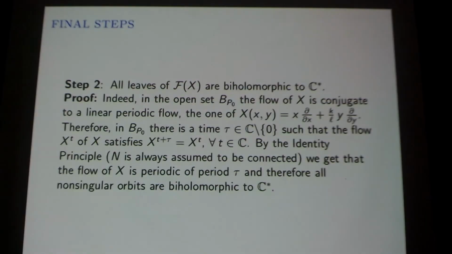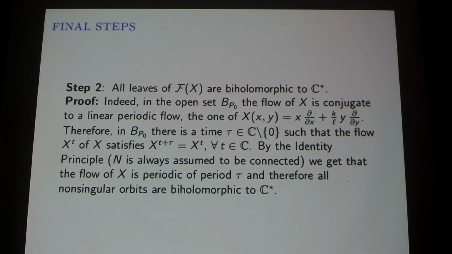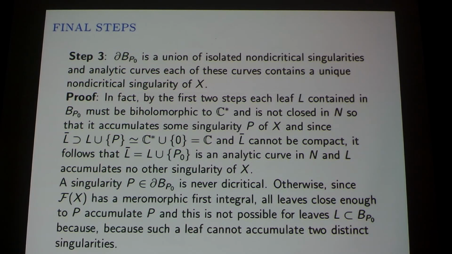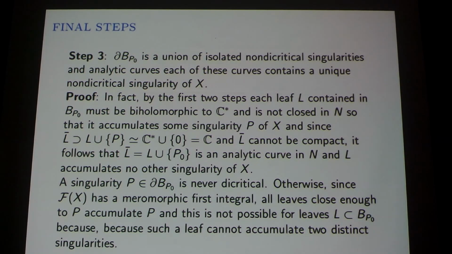Okay. So summarizing, we already know that all leaves are holomorphic to C star. So we have no closed leaf in the boundary, so every leaf in the boundary has to go to a singularity. Now I will just say that the singularity cannot be dicritical. This means it has to have a finite number of separatrices.